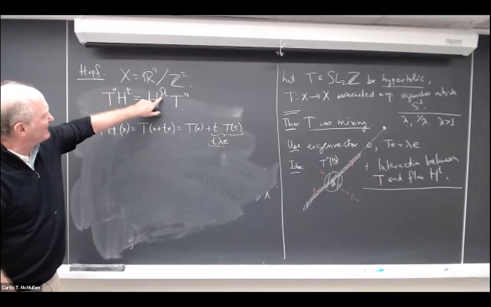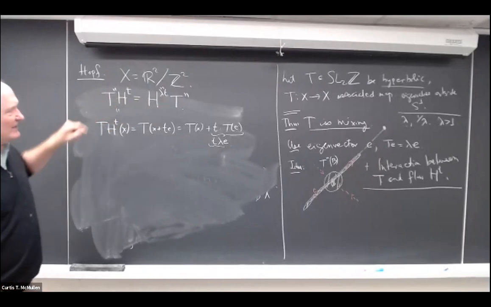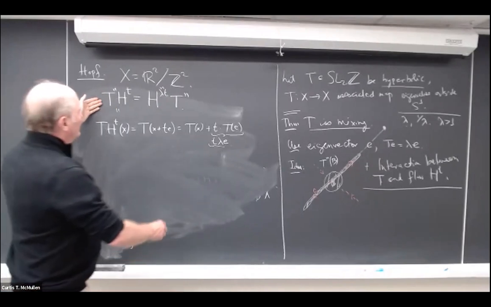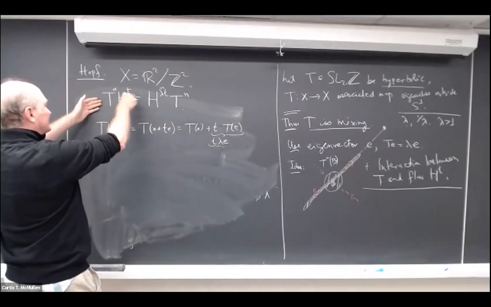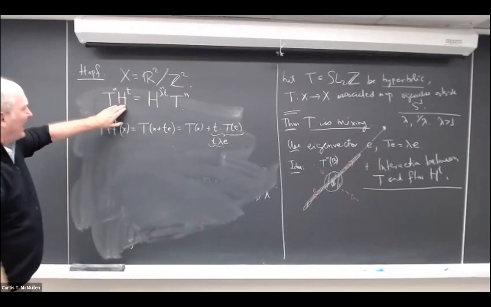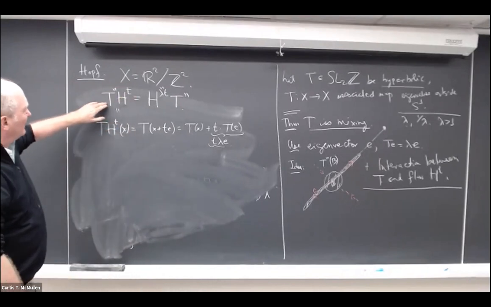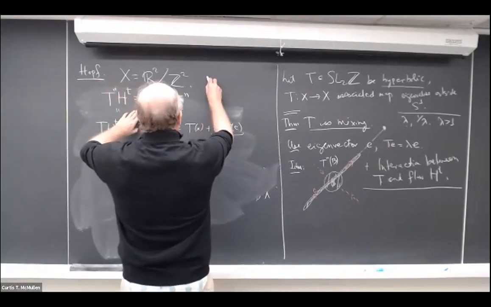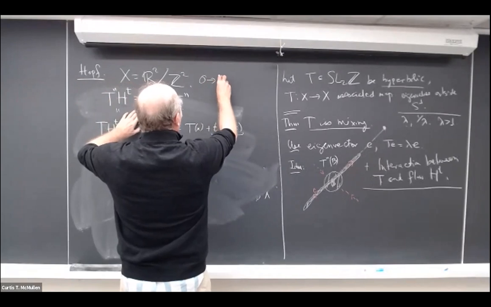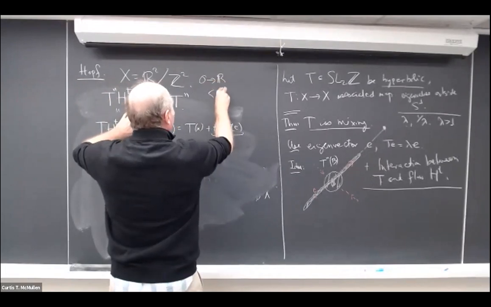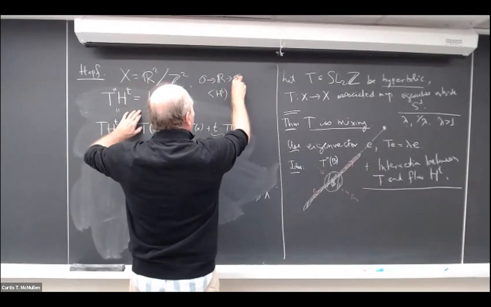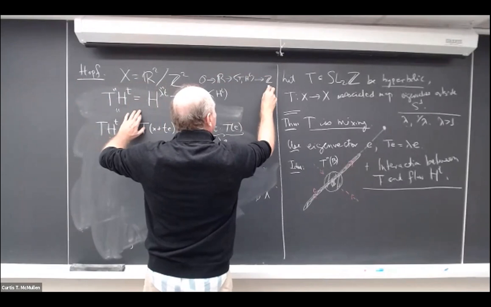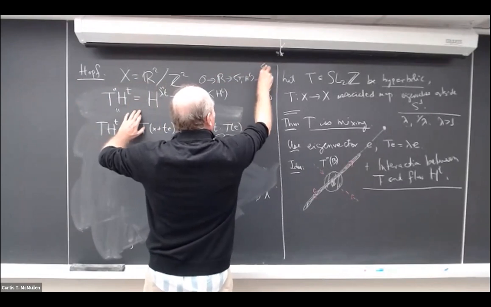If this lambda to the n were 1, it would say these two transformations commute. But instead, it generates a solvable group. So conjugation by T sends this subgroup into itself. In other words, H generates a normal subgroup of the group generated by T and H. So in fact, we have an exact sequence. 0 goes to R, which is the group generated by H_t, goes to the group generated by T and H_t, goes to Z, where Z is just the group generated by T.